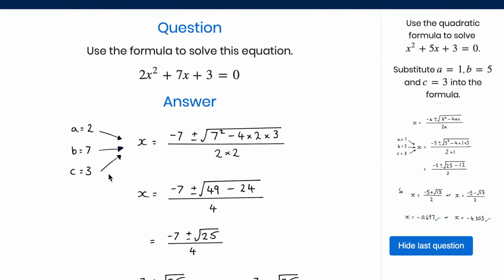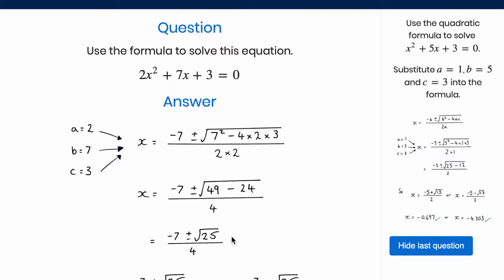Again, we substitute into the formula. So if a equals 2, b equals 7 and c equals 3, we have x equals minus 7 plus or minus the square root of 7 squared minus 4 times 2 times 3 all over 2 times 2. And since 7 squared is equal to 49, 4 times 2 times 3 is equal to 24, and 2 times 2 is equal to 4, the second line is minus 7 plus or minus the square root of 49 minus 24 all over 4. Okay, now 49 minus 24 is equal to 25.